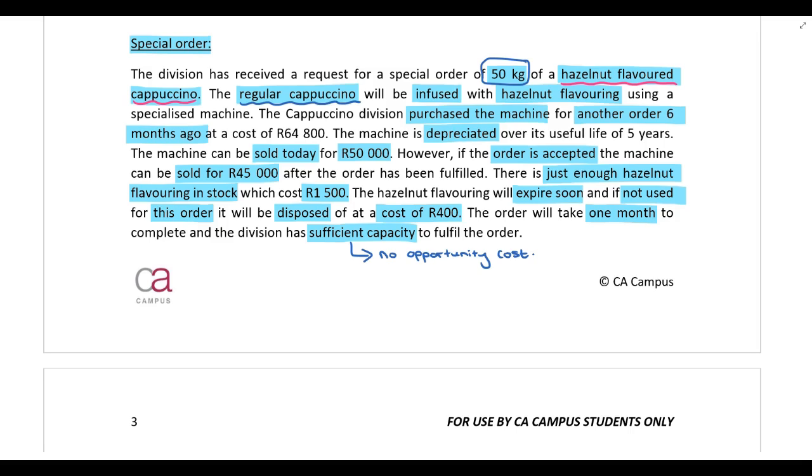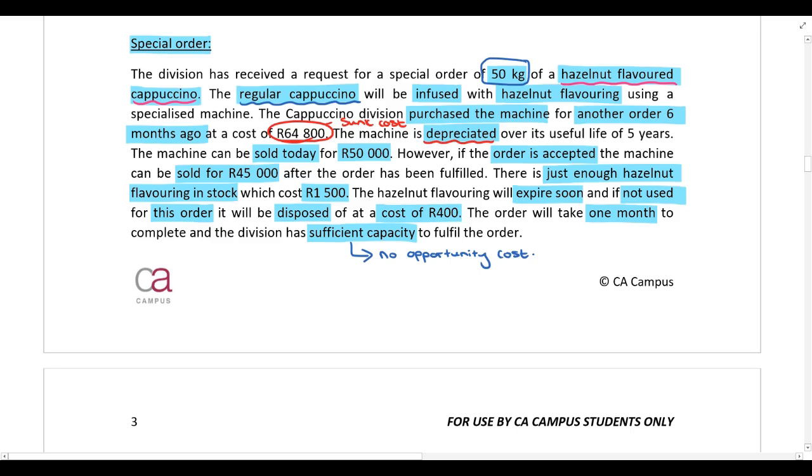So, first think about how you know the calculation should be performed. First, guys, we know the fact that they purchased the machine in the past. This 64,800 Rand over here is definitely not relevant. It is a sunk cost. Okay, money spent in the past. It is not a future cash flow. It does not meet the definition of a relevant cost. So it cannot be taken into account in the calculation of the minimum price because it's a sunk cost.